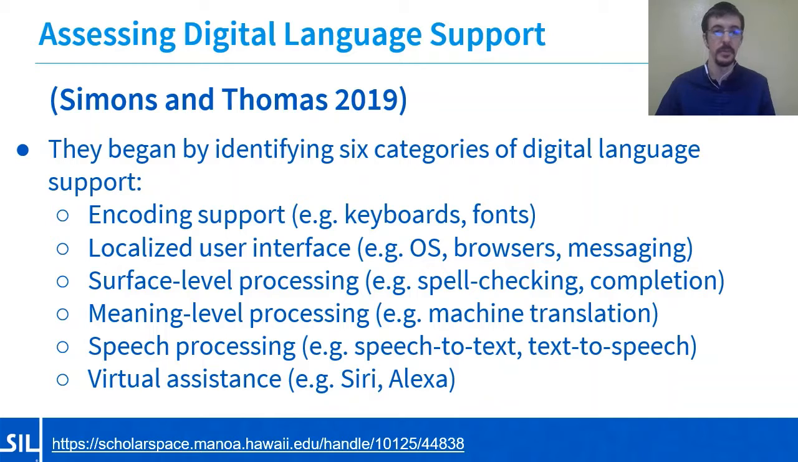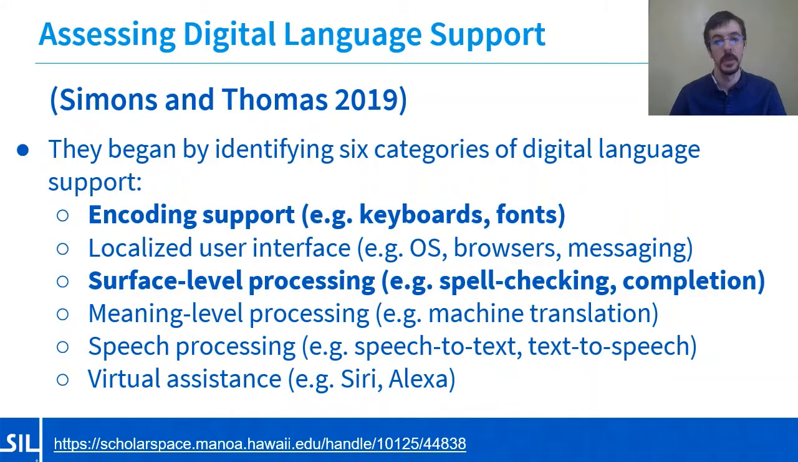So what are some indicators or signs of digital language support? Simons and Thomas tried to answer this question so that they could add an index of digital language support to the Ethnologue, and they began by identifying 6 categories of digital language support. We will be discussing 2 of those indicators: encoding support, for example, keyboards and fonts, and surface level processing, for example, spell checking or auto-completion.